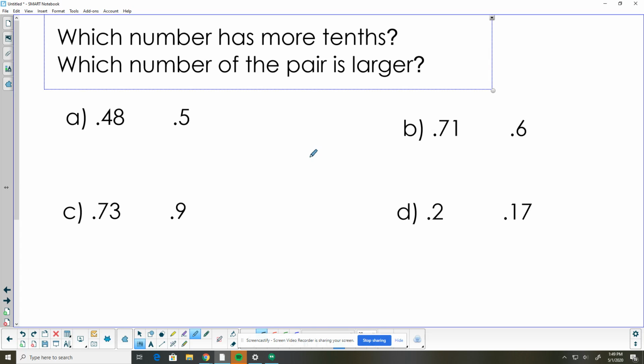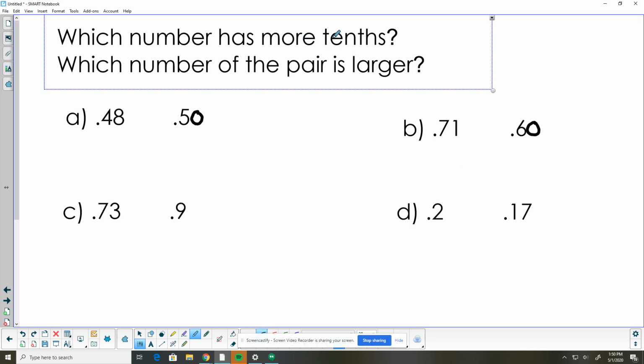If I were to compare these numbers as decimals, I know that this says 48 hundredths, this is 5/10. Well, I know 5/10 is the same as 50 hundredths. Therefore, 5/10 is larger than 48 hundredths. 71 hundredths, 6/10. I know that 6/10 is the same as 60 hundredths. Therefore, I know that 71 hundredths is more than 6/10.